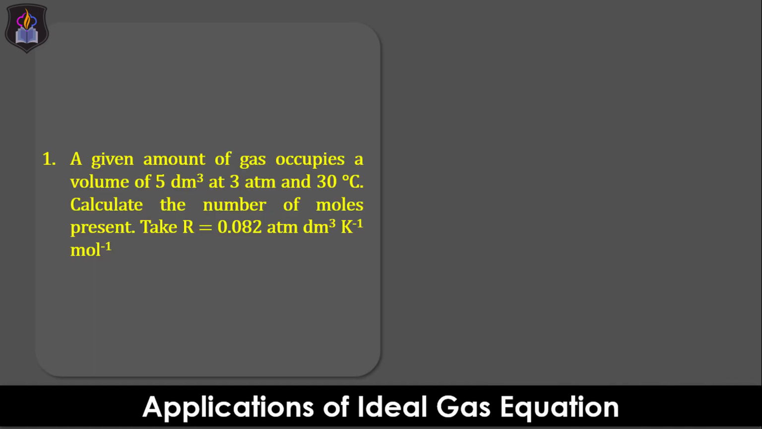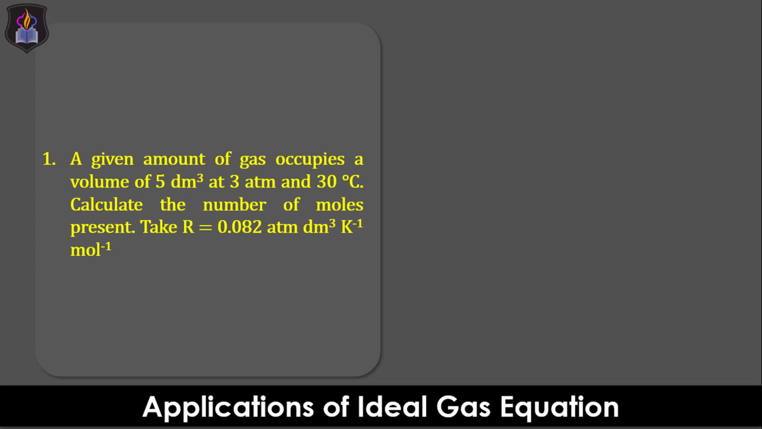Let's now look at the applications of the ideal gas equation. Question 1. A given amount of gas occupies a volume of 5 dm³ at 3 atm and 30 degrees Celsius. Calculate the number of moles present. Take R to be 0.082 atm dm³ per Kelvin per mole.